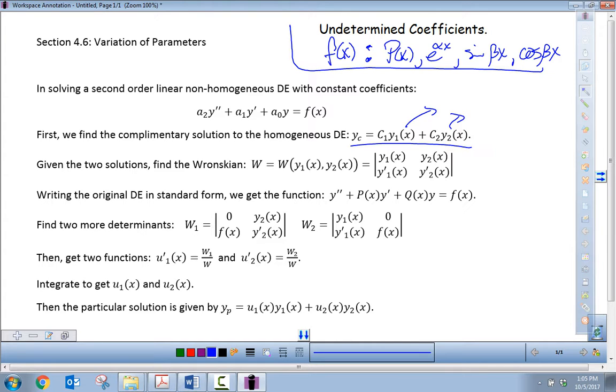Why are we constructing these ones? I think it stands for... Wronskian.